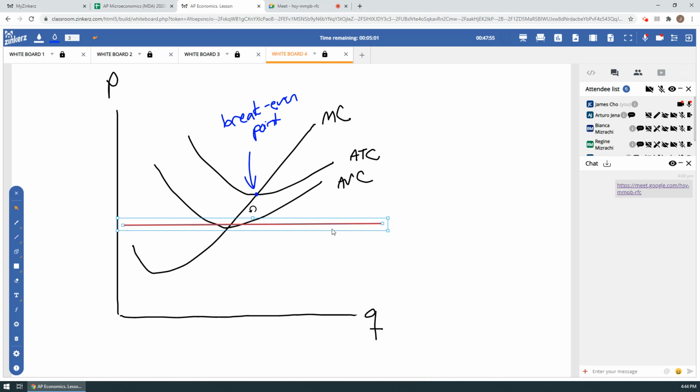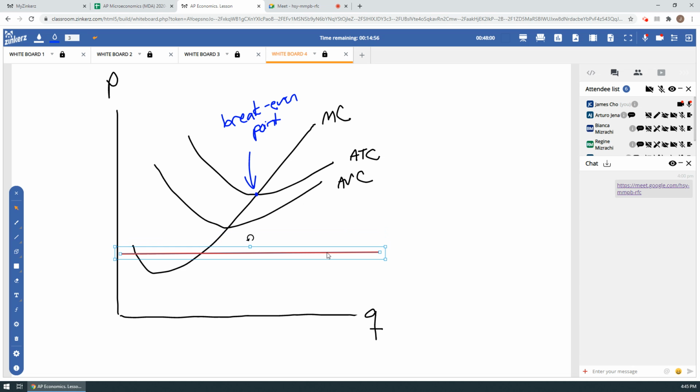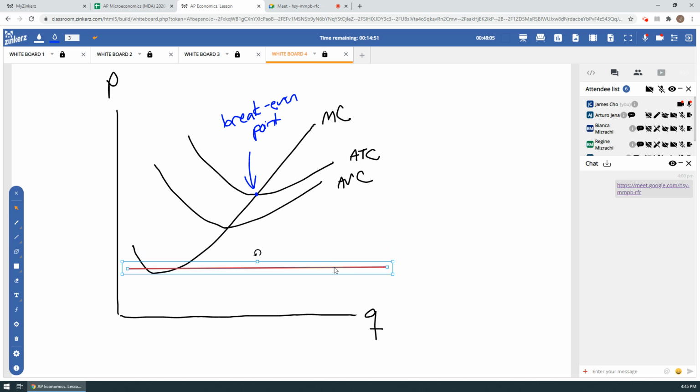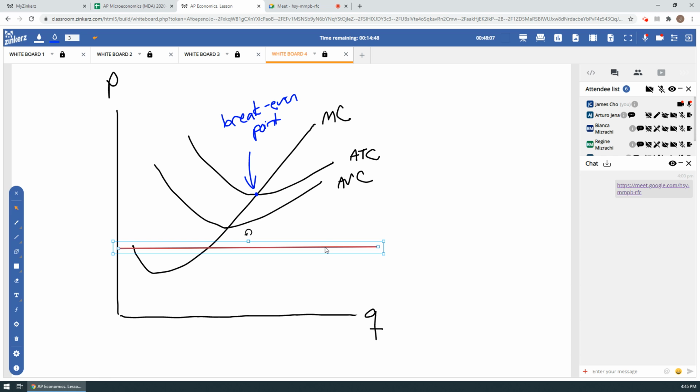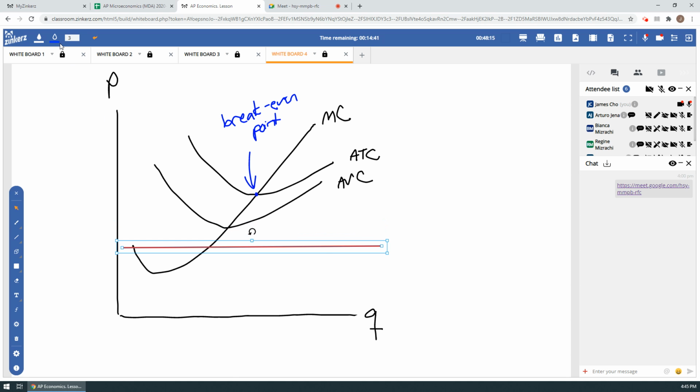I'll get there in a second, okay? And if your demand curve is anywhere below the average variable cost curve, then it's going to be better for you to shut down. So anything here, produce. Anything here, shut down. So here, at the minimum point of average variable cost, that's another very important point. We call that the shutdown point.